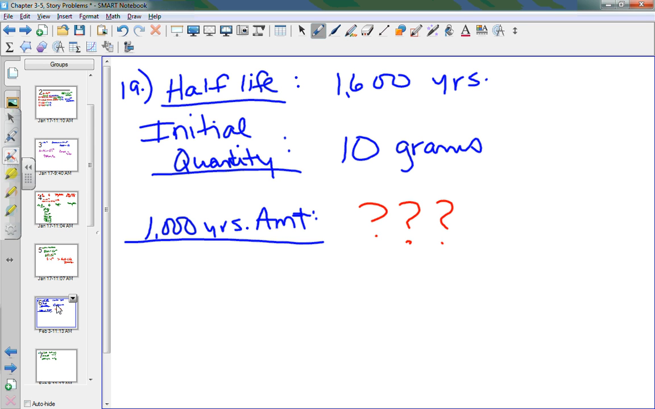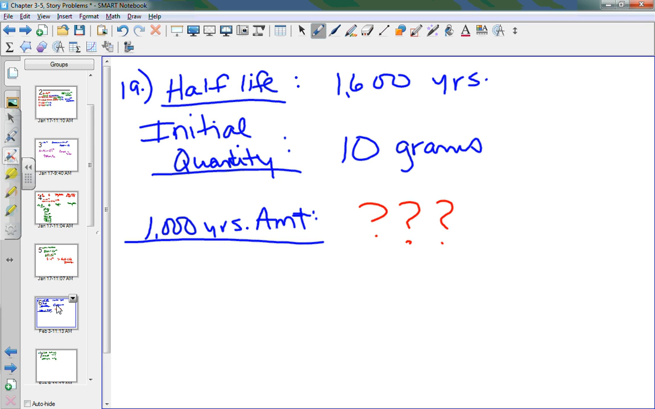Now here's my question for you. I need to find out how much I'm going to have after 1,000 years. What type of number are you expecting to get there? About 7.5. 7 or 7.5. Why is it bigger, Whitmer? Because 1,600 years says it's going to be down to 5. I'm only going 1,000 years, which means it has to be greater than 5, but less than 10, because it cannot be more than what I initially buried. True statement?